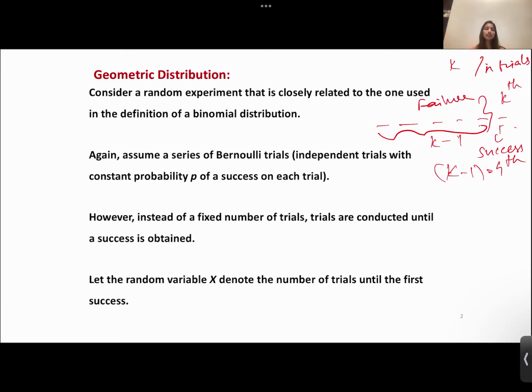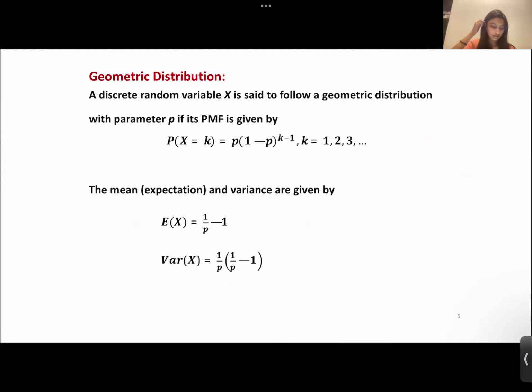So here you're interested in at what point you get the success. Here k doesn't mean the number of successes. It means the value at which you get the success. So this is the major difference between the binomial distribution and the geometric distribution. And this can be modeled using this formula here.